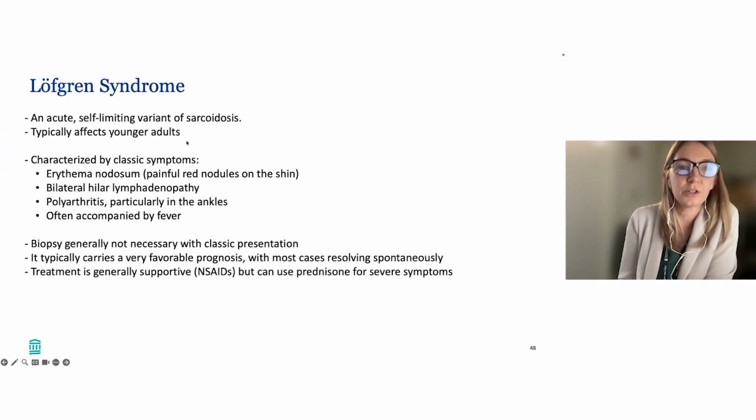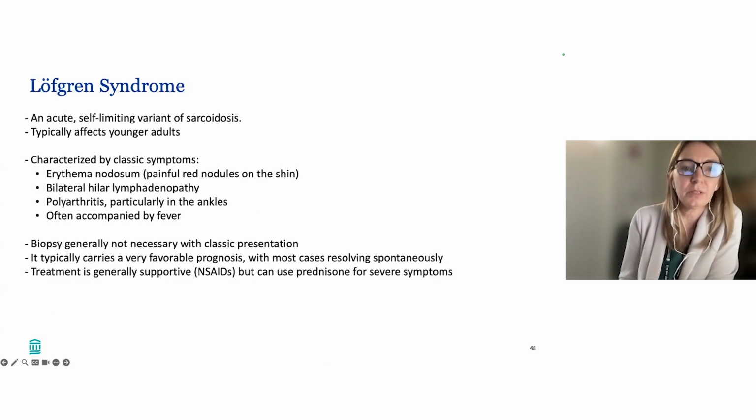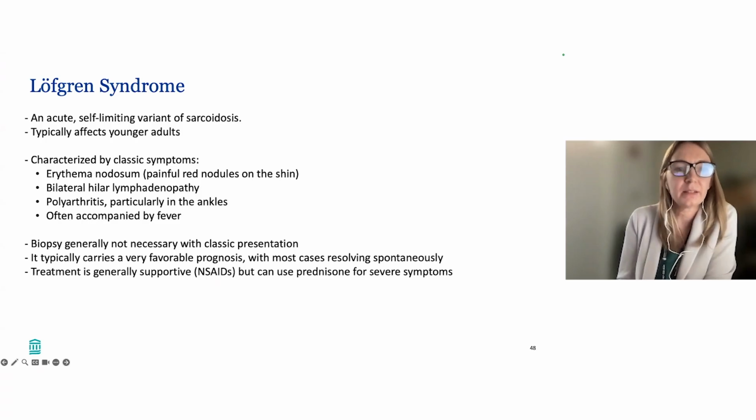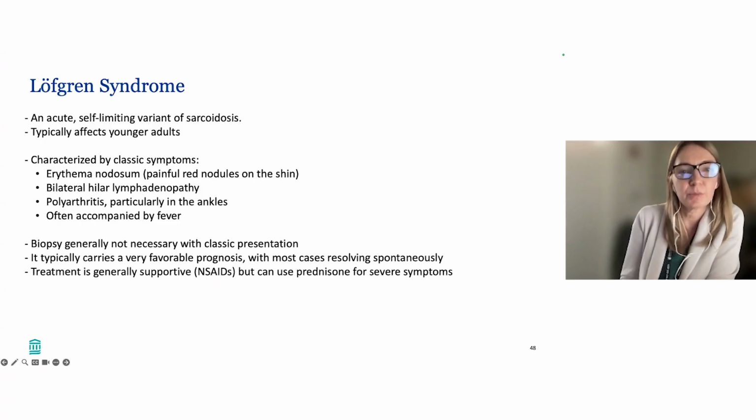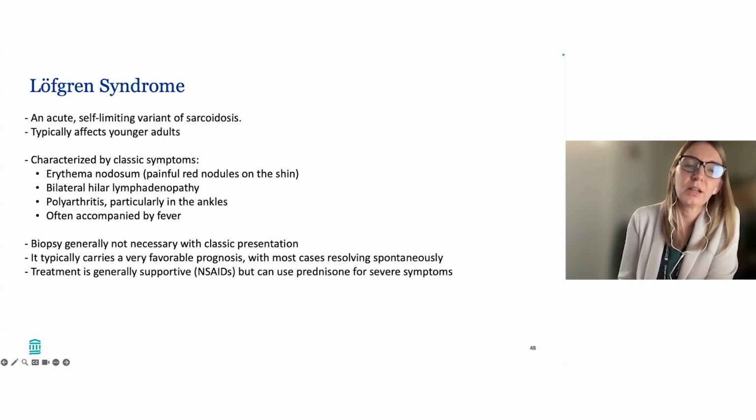It typically affects younger adults. It is characterized by the classic symptoms, including erythema nodosum, which is painful red nodules on the shin, bilateral hilar lymphadenopathy, such as shown in that chest x-ray, polyarthritis, particularly in the ankles, and it's often accompanied by fever. You do not generally need to biopsy if you have this classic presentation because it is so pathognomonic for this syndrome. It typically carries a very favorable prognosis, with most cases resolving spontaneously, and treatment is generally just supportive with NSAIDs. You don't usually need to immunosuppress the patient, but you can use prednisone for very severe symptom management.